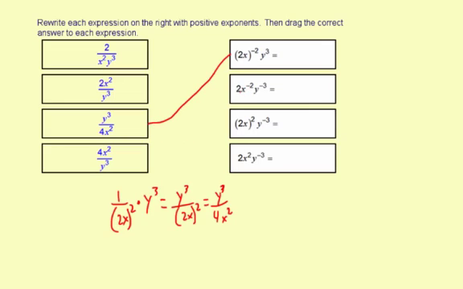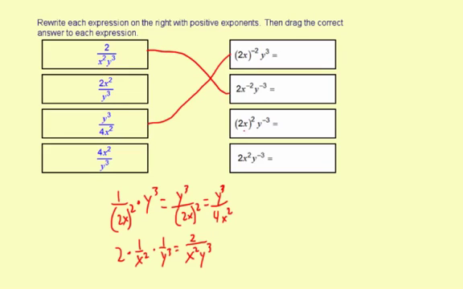Now the next problem, 2 times x to the negative 2 times y to the negative 3, both the x squared and y to the third are going to be reciprocals. So here's the work for that. It's going to be 2 and then times 1 over x squared times 1 over y to the third. And that equals 2 over x squared y to the third, just like that. So that matches to the first one.